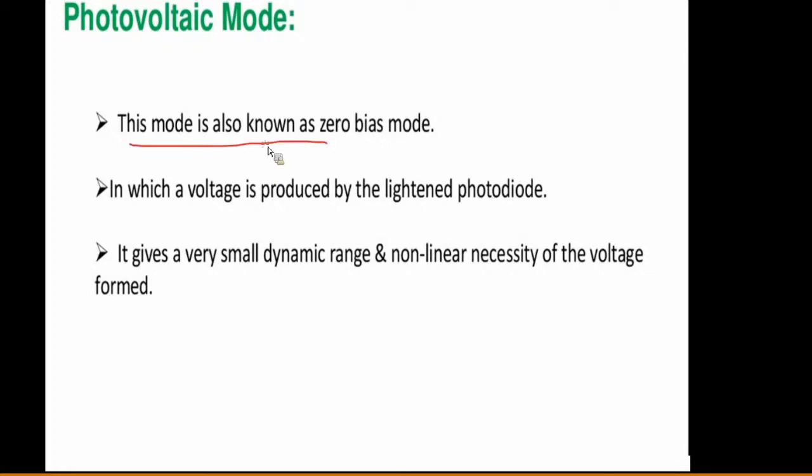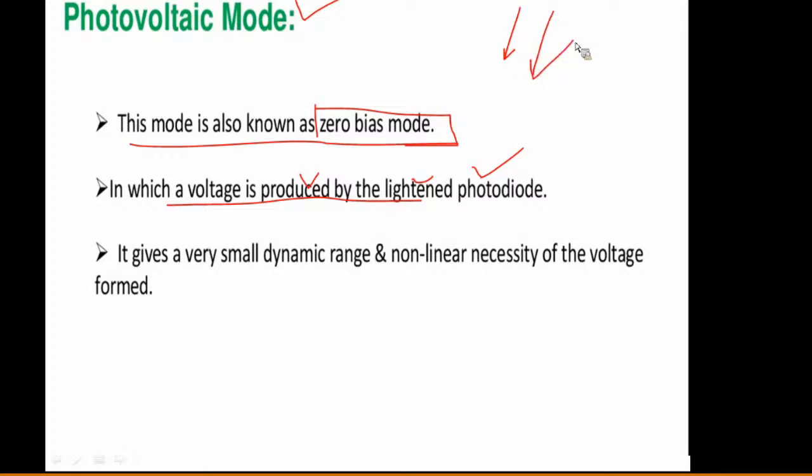See, the very important thing. This mode is also known as the zero bias mode. If you are not applying any bias, zero bias mode, you call it photovoltaic mode, in which a voltage is produced by the light and photodiode. Under zero bias, the complete voltage is produced by the light and photodiode. How much light is falling on the PN junction, the complete voltage is produced because of this light only. This is photovoltaic mode. The best example is a solar cell.